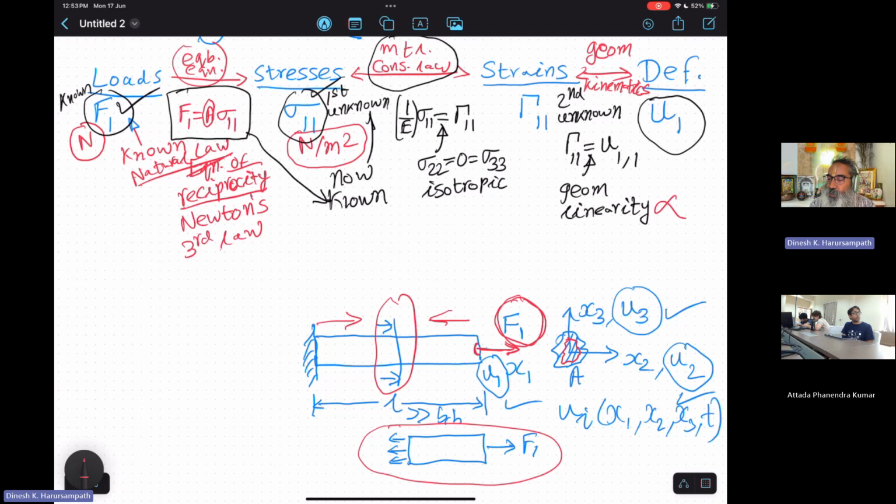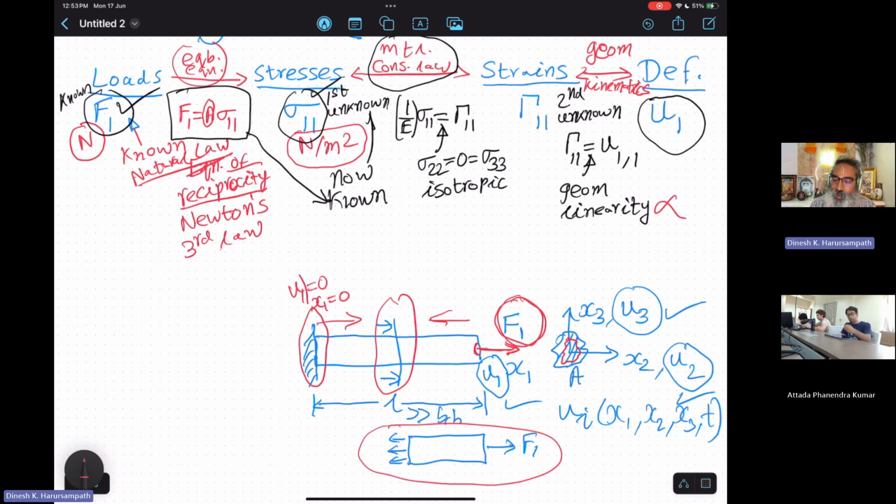And of course, when you integrate, you end up with a general solution. So then you have to apply the boundary condition. We know a boundary condition over here that U1 equal to 0 at x1 equal to 0. So therefore, we can solve for that undetermined or unknown coefficient that will result when you integrate that.